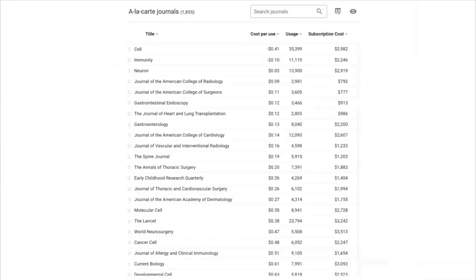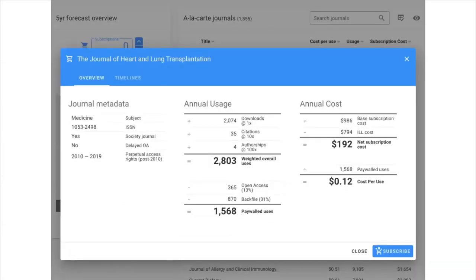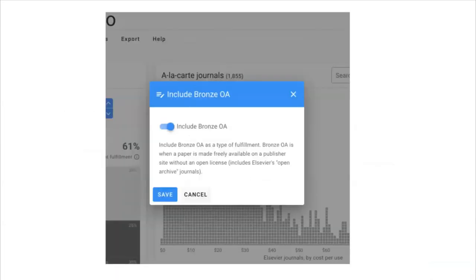You can dig into the gory details of each of the journals, and you can add more columns and search and sort and so on. You can look at the usage and cost there and the open access percentage for each journal. There's a lot of parameters because we've designed it so that you can set up the assumptions to both model what you value and what is true on your campus. So for example, the cost of fulfilling an ILL request on your campus is a parameter that you can set. And also, do you want to include bronze OA, for example, in your estimates?